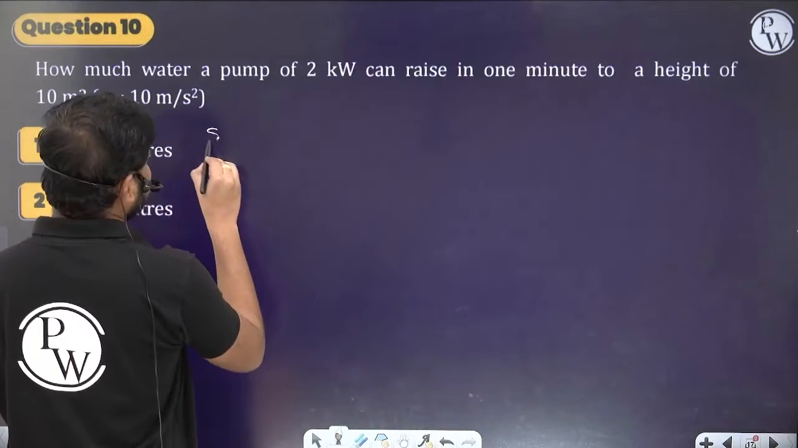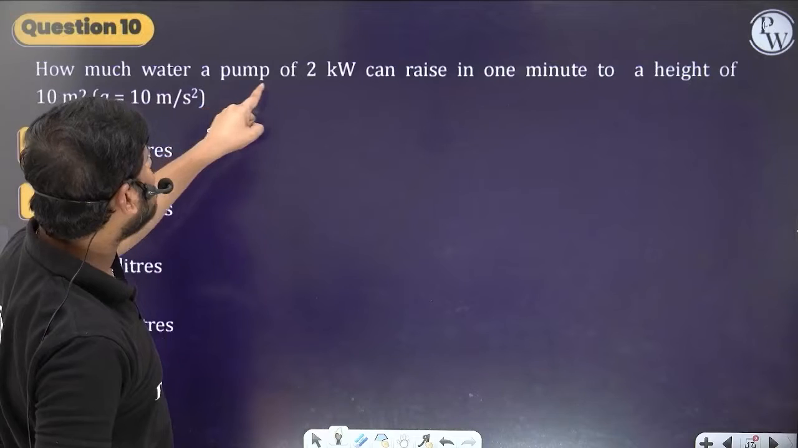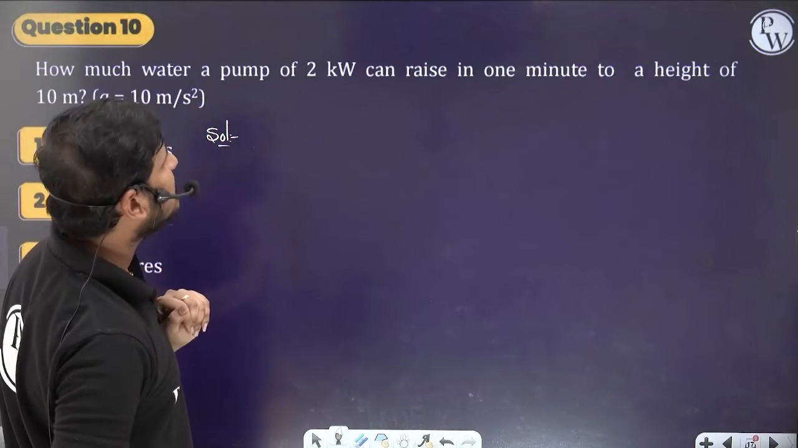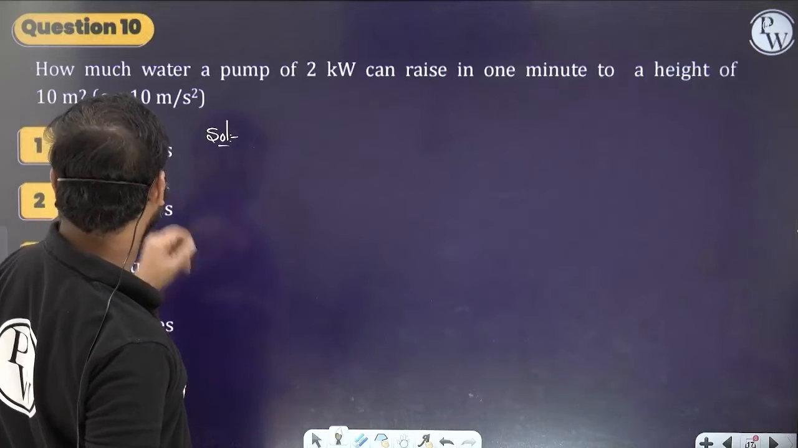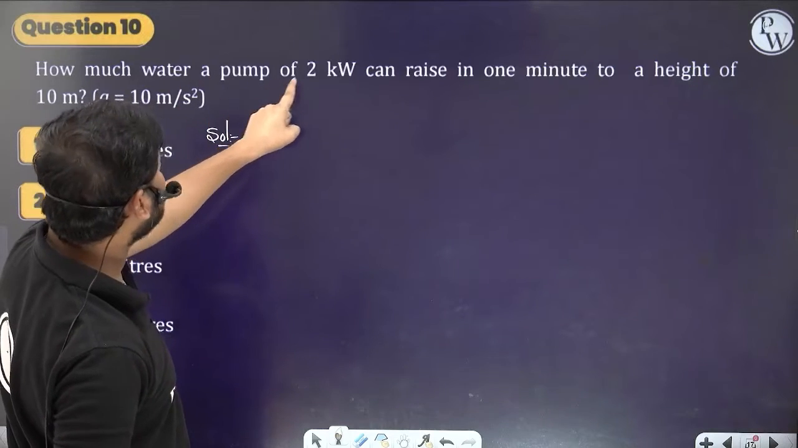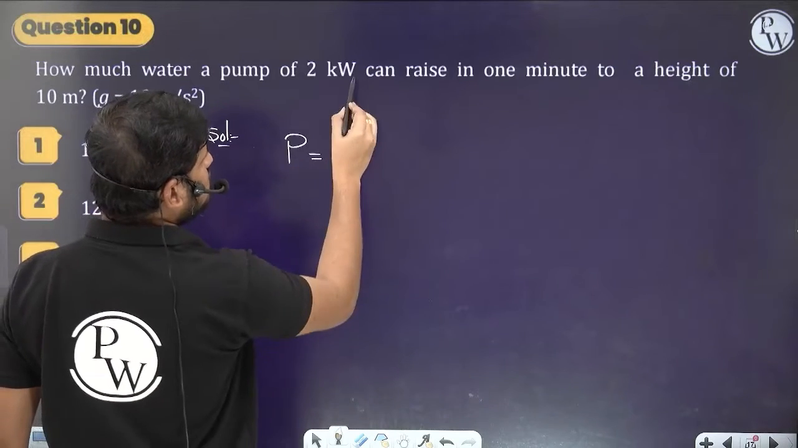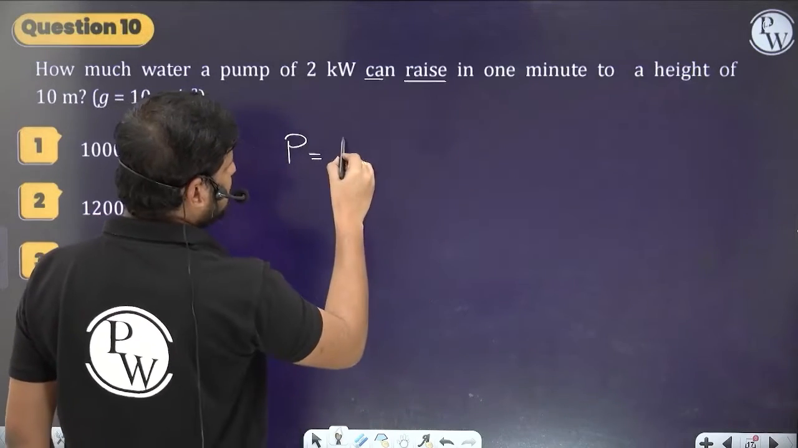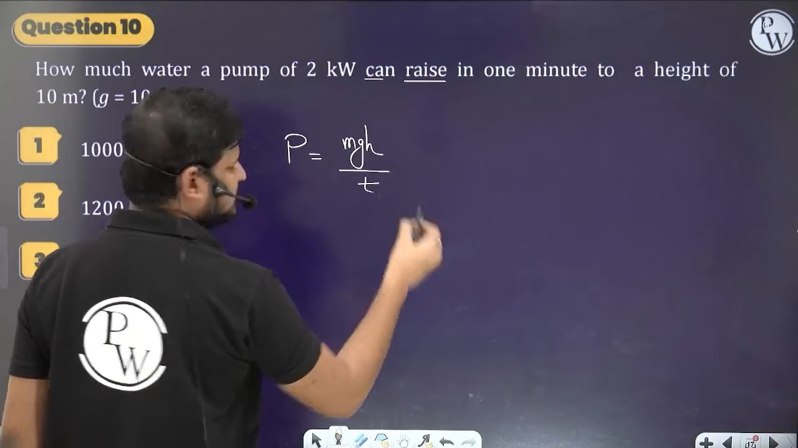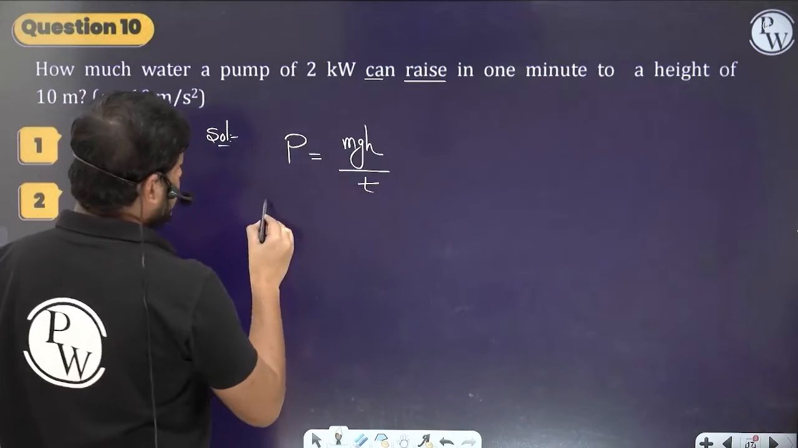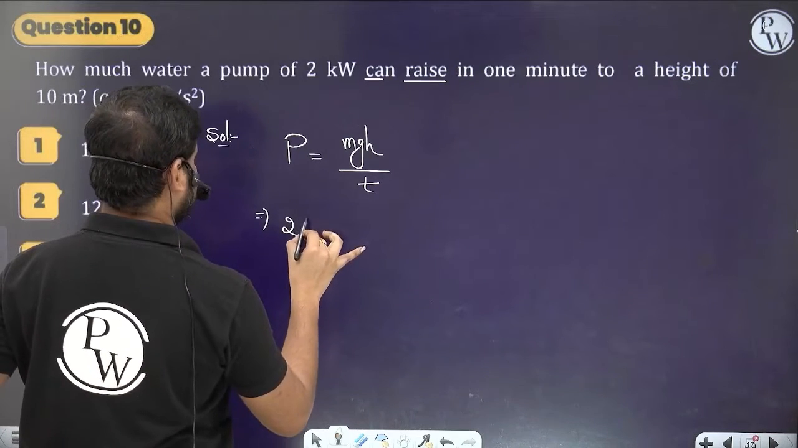So let's move further and take the next question, guys. What does the question say? How much water can a pump of 2 kilowatts raise in 1 minute to a height of 10 meters? Power is given, 2 kilowatts. If it is raised, what energy will be stored? The potential energy. Yes or no? So let's write 2 kilowatts.